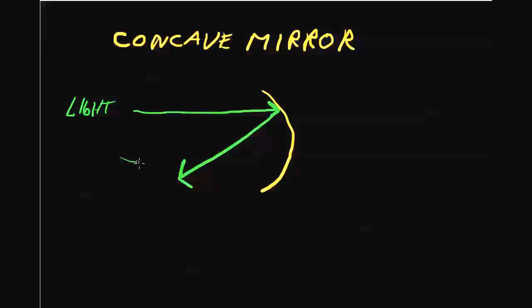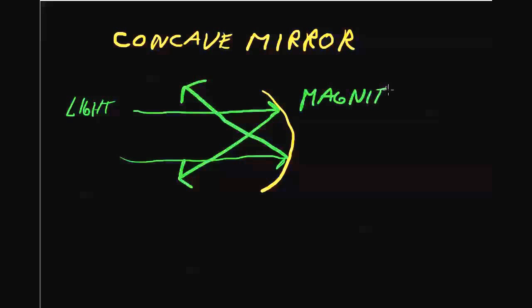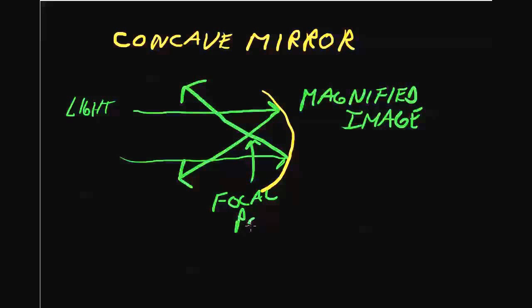Likewise, if we've got another ray coming in, it strikes, and this one's going to bounce out that way. And so they do cross. What you end up getting with a concave mirror is quite often a magnified image. And if you're within the focal point, it's going to be right side up. If you're beyond the focal point, it's going to be upside down.